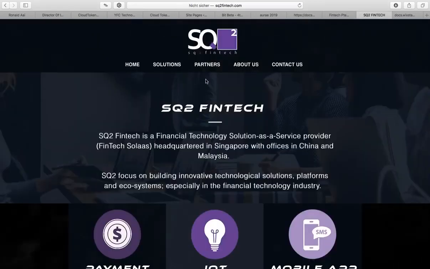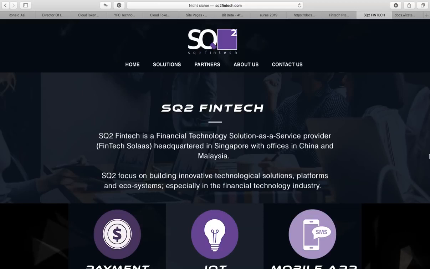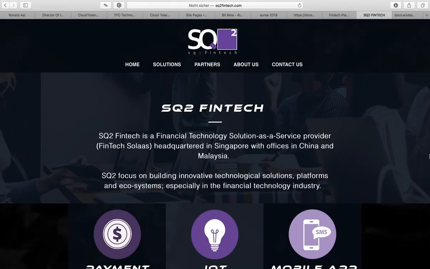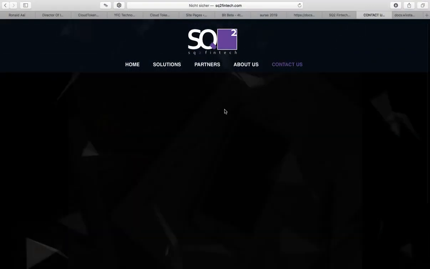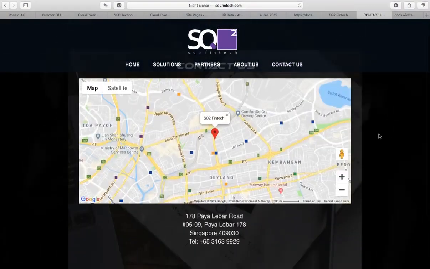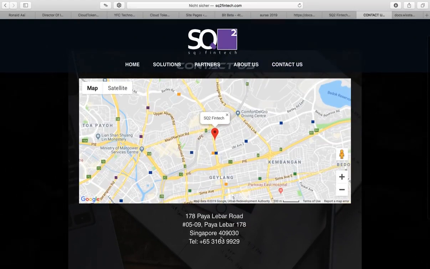So they have an official homepage, right? sqfintech.com. All right. And this is a financial technology solution as a service provider, headquartered in Singapore with offices in China and Malaysia. So Ronald is Malaysia born. He is a Malaysian native, and he lives and works in Singapore, and hence the company is based in Singapore. And here you will see the address.